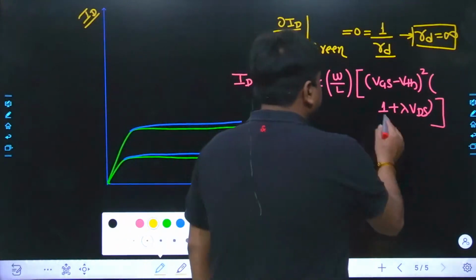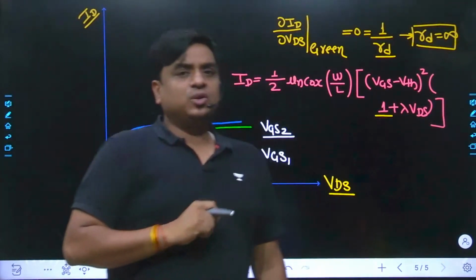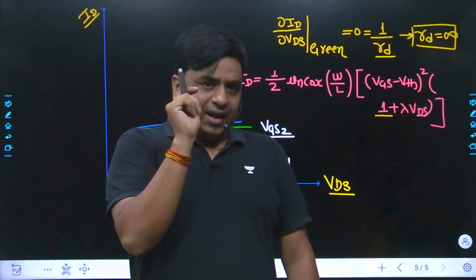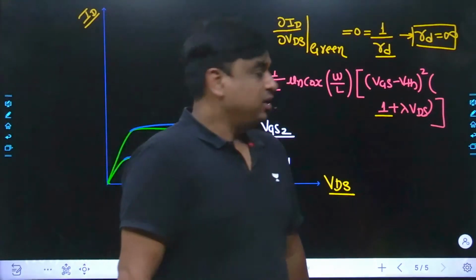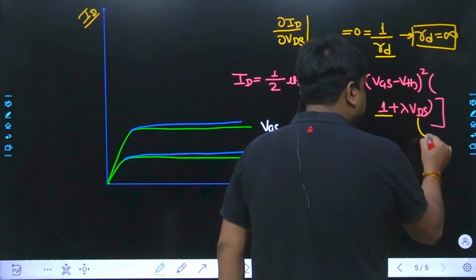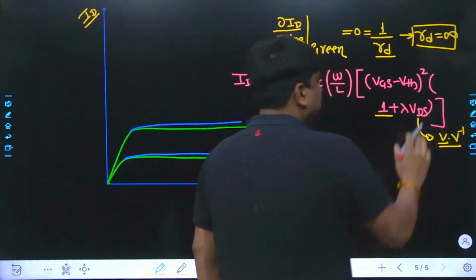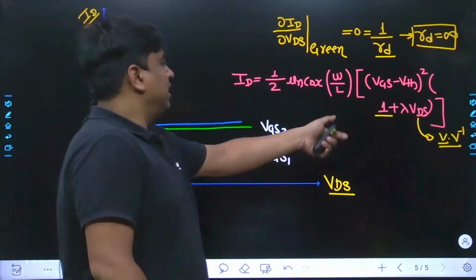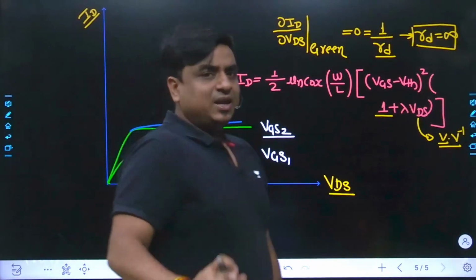See, 1 is a unitless quantity. Can we add 1 kilometer with 1 kilogram? No, we can't. One is mass, one is length. Similarly, can we add a unitless quantity with a quantity which has a unit? No, obviously we can't. So 1 can be added only with a unitless quantity. The unit of VDS is volt, so obviously the unit of lambda has to be volt inverse. Then only their units get neutralized, and a unitless quantity can be added with a unitless quantity.